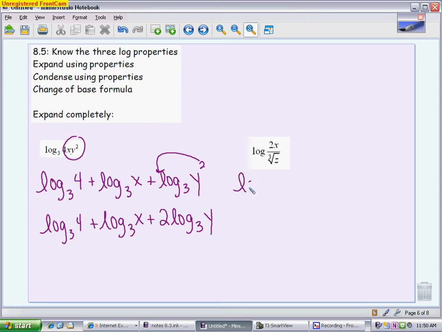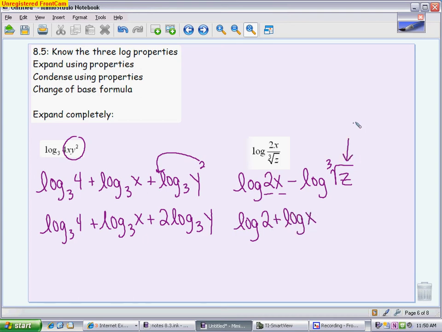The next one, I'm going to break it up with subtraction first. So I'm going to have the log of 2x minus the log of the cube root of z. Then I'm going to break up the first two a little bit more because these are being multiplied. So I'm going to have the log of 2, it's just common log of 2, plus the log of x. And then finally, I need to think of this as a power. This cube root of z is actually z to the 1/3 power. So I'm going to bring my 1/3 out front. So I have 1/3 log of z. And again, checking to make sure that you kept the same log. These are all base 10 common log, and making sure that all of your powers have been brought out front.